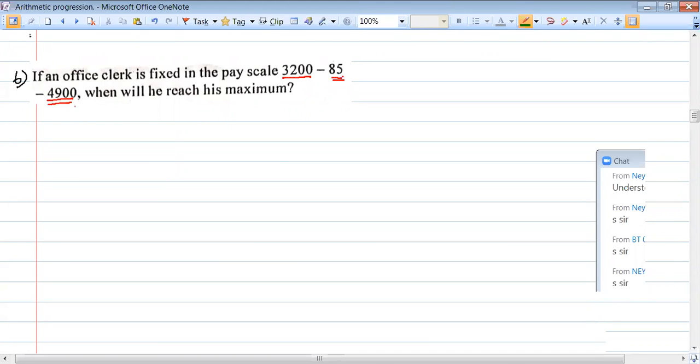So after 4,900 he will never get an increment. This is a pay structure of any government employee. They will give only pay scale like that: 3,200, 85 rupees increment, and till 4,900 rupees they will give this 85 increment. After that they will stop increasing the salary.